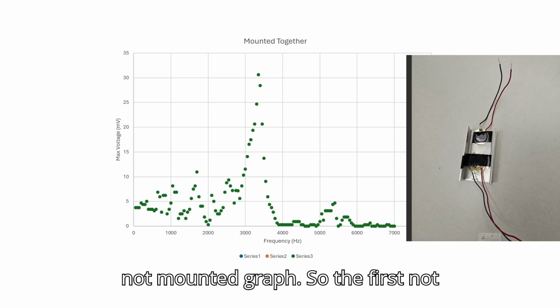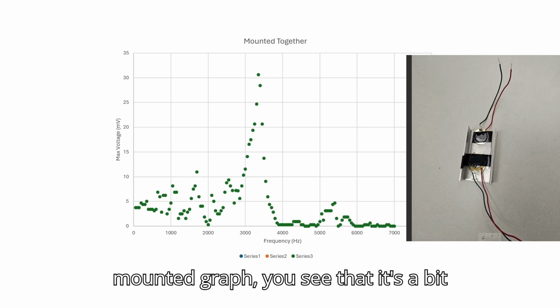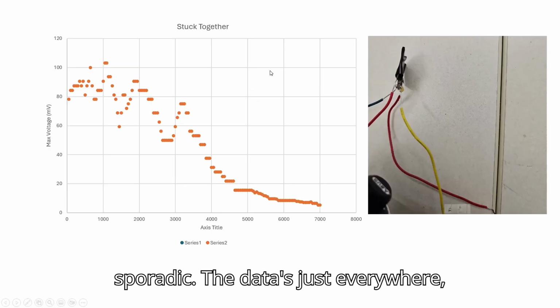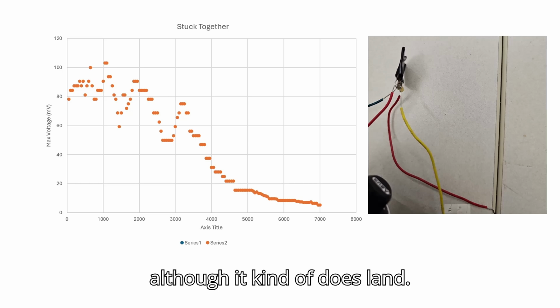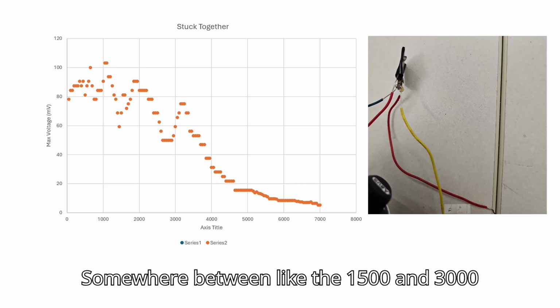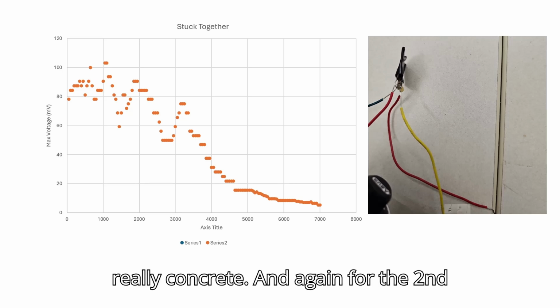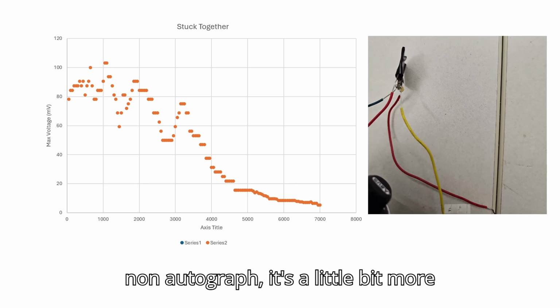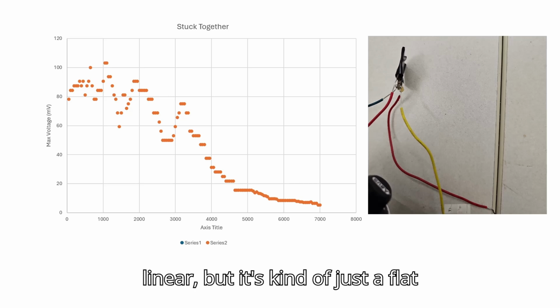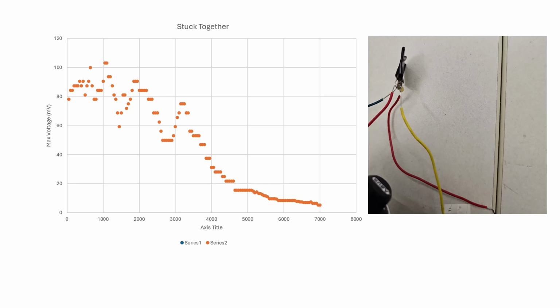For the first not mounted graph, you see that it's a bit sporadic. The data is just everywhere. Although it does land somewhere between the 1500 and 3000 range as the hitter, that's not really concrete. And for the second not mounted graph, it's a little bit more linear, but it's just a flat line where the average is.